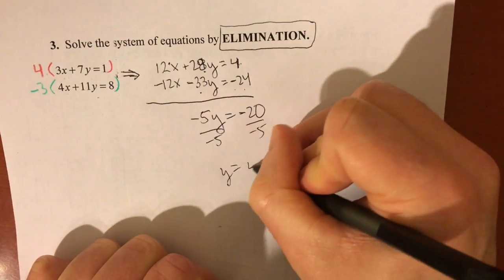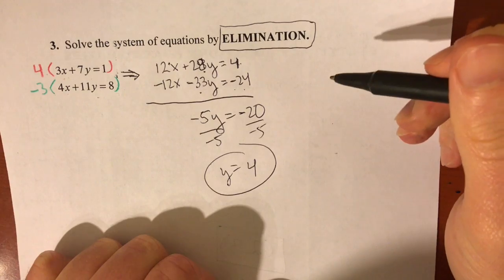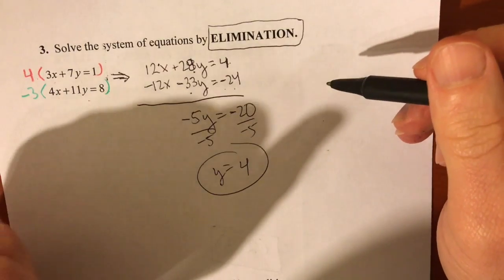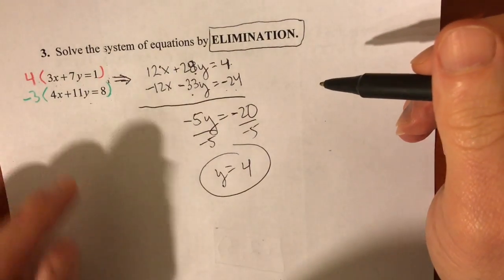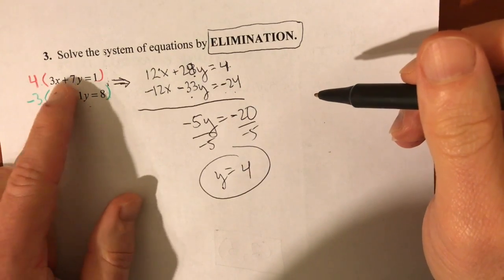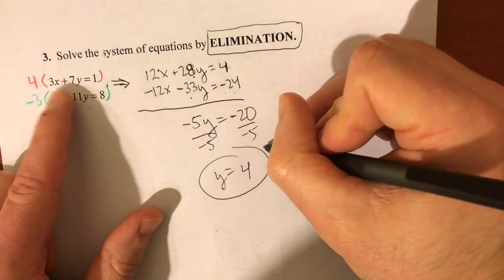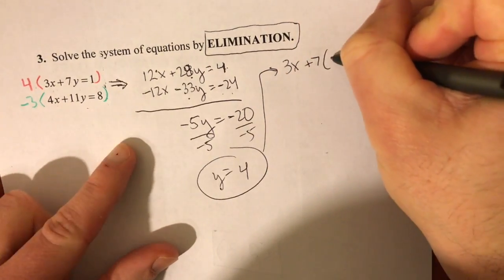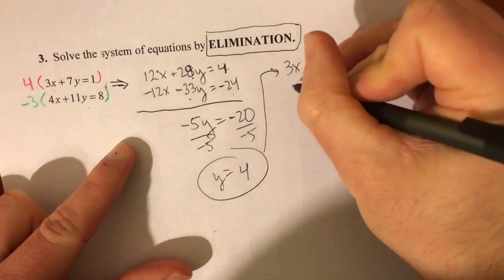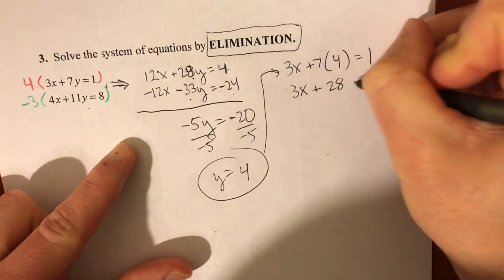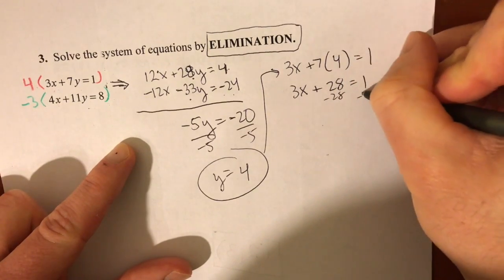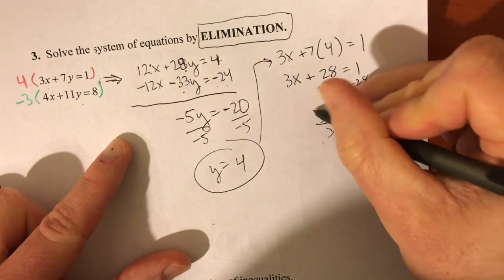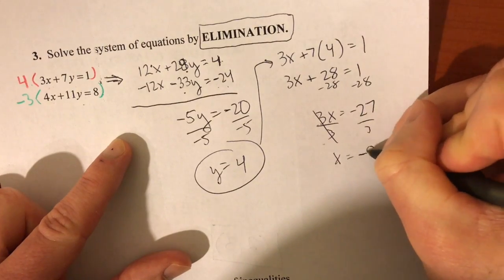Y is positive 4. And now that you've got y, plug it into any one of these equations for y and solve for x. It shouldn't matter because they should all give you the same answer. I like to go into the original ones because the numbers are a little smaller, but which one, it's totally up to you. So I'll go into the first one, why not? So 3x plus 7 times y, which is 4, and that becomes 3x plus 28 equals 1. Subtract 28 from each side. 3x is negative 27. Divide by 3, divide by 3. X is equal to negative 9.